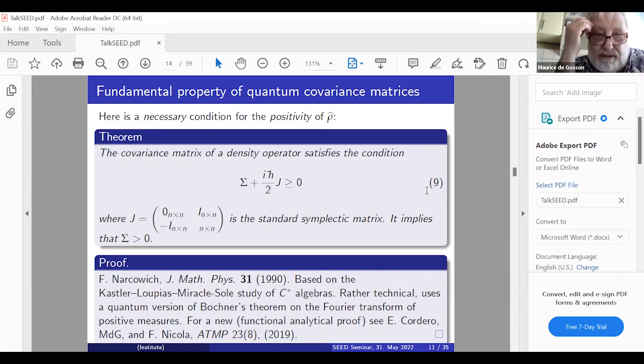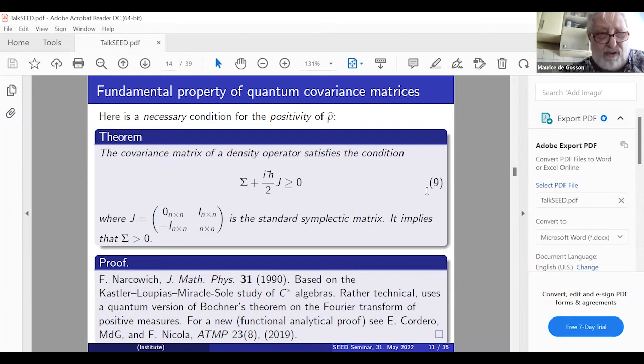My colleagues, Elena Cordero, Fabio Nicola, and myself have given a new and simpler proof of this a few years ago, published in Advances in Theoretical and Mathematical Physics. But the proof is not quite simple either. It makes use of many tricks in functional analysis, among other things, a positivity lemma of Schur.